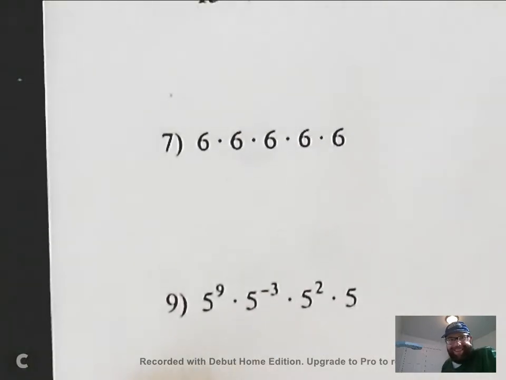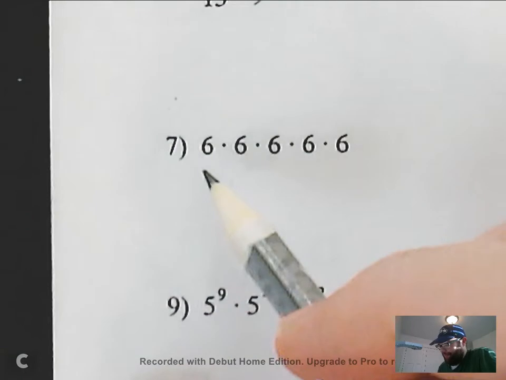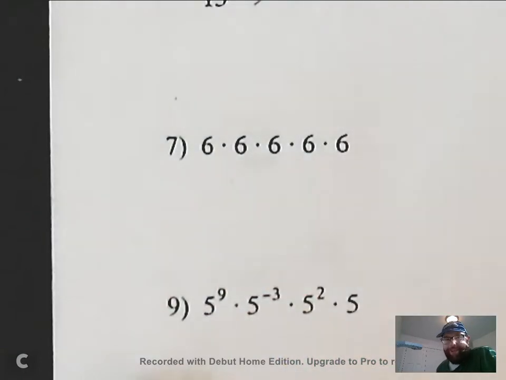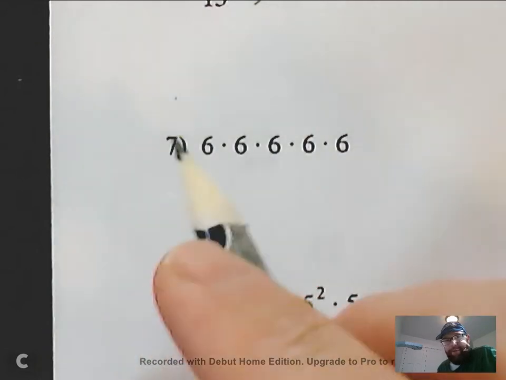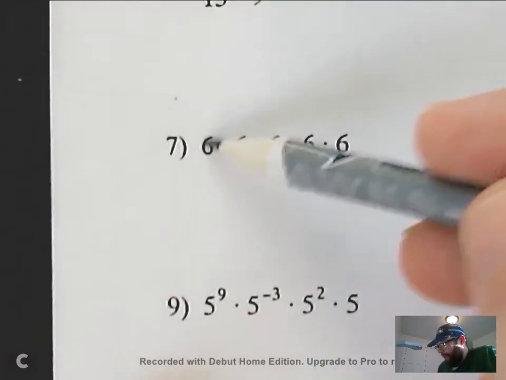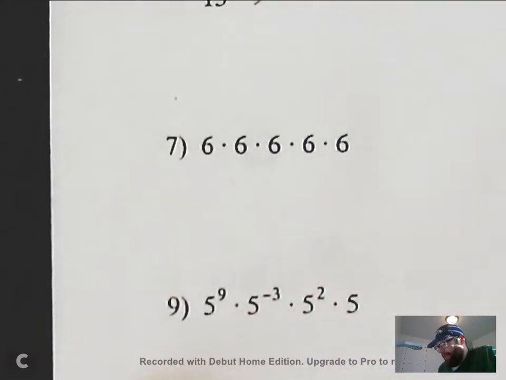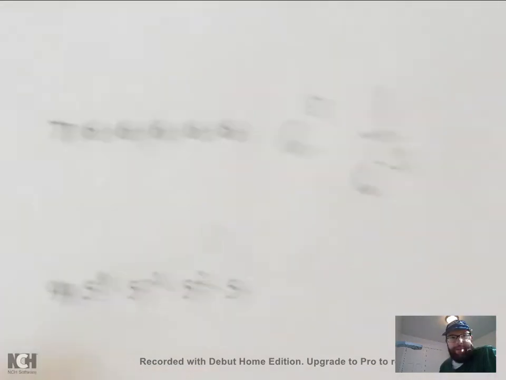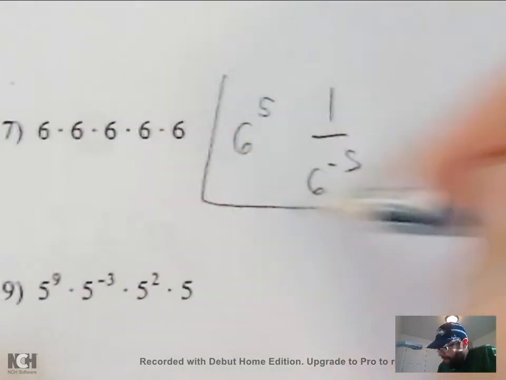Oh, it's a tough test. All right. This one, remember, guys, exponents just mean how many times you're multiplying the number by itself. Now, we have some sixes here all by themselves. There's a couple ways you can think about this. We can just think about it in general: there are 5 sixes here multiplying, so that's 6 to the 5th, or 1 over 6 to the negative 5th, if I write it as a negative exponent. That would be my answers.